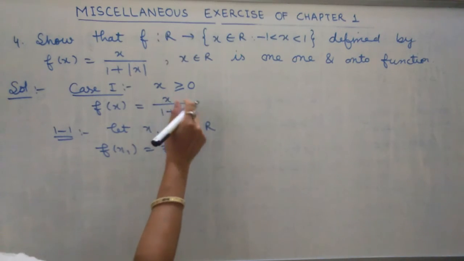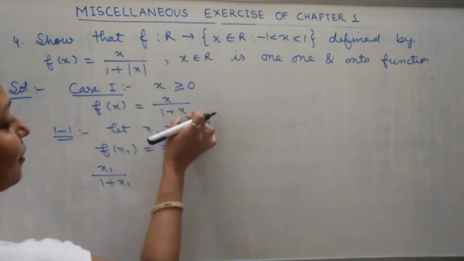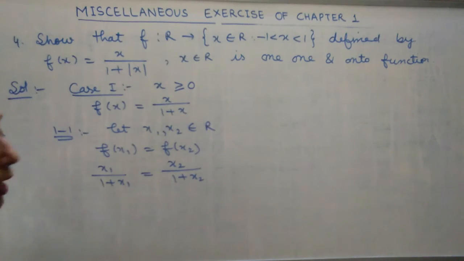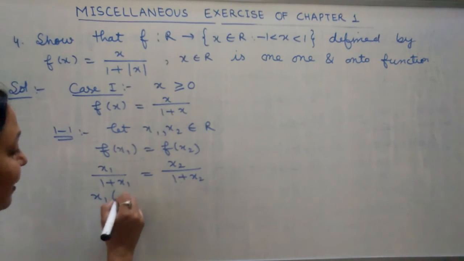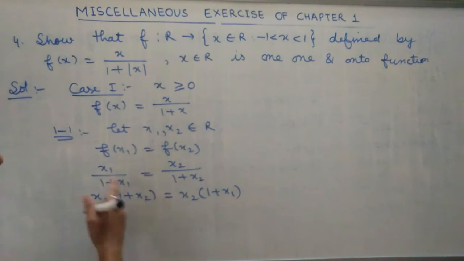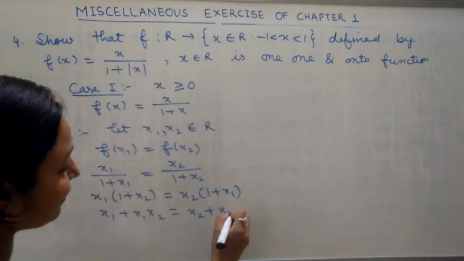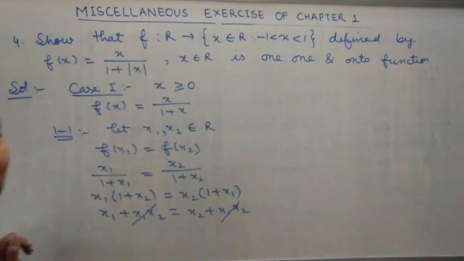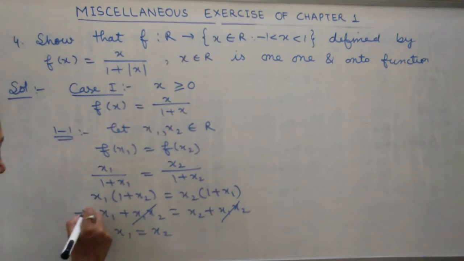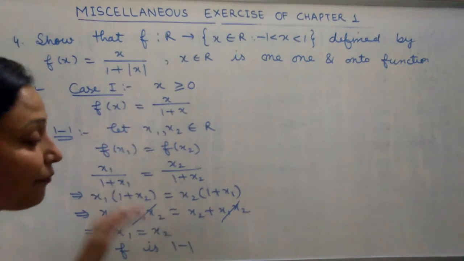I will place x1 here: x1 upon 1 plus x1. Similarly the other side has x2. Now I will take the cross multiplication: x1 times (1 plus x2) equals x2 times (1 plus x1). Multiplying out, x1 plus x1x2 is equal to x2 plus x1x2. This and this will cancel. The value we get is x1 equals x2. That means f is one-one, right? This f is one-one.